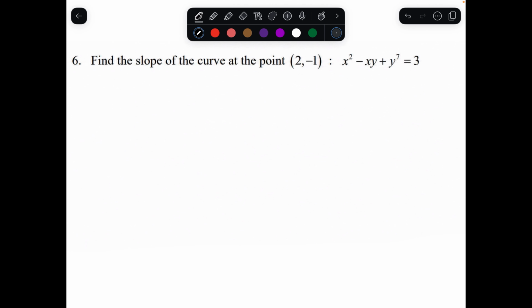So question 6 says, find the slope of the curve at the point (2, -1), and the equation given to us is x squared minus xy plus y to the 7th equals 3.